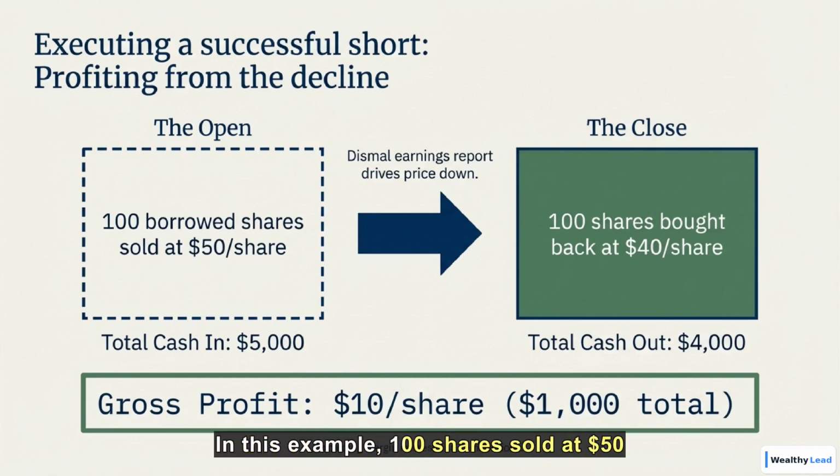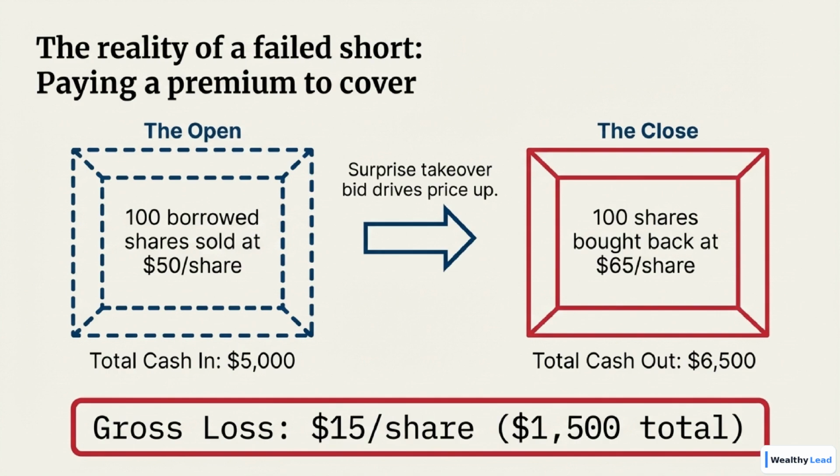In this example, 100 shares sold at $50 and bought back at $40 yields a gross profit of $10 per share, or $1,000 total. A failed short means paying a premium to cover. If the price rises, say from $50 to $65 per share, the short seller incurs a gross loss of $15 per share, or $1,500 total.